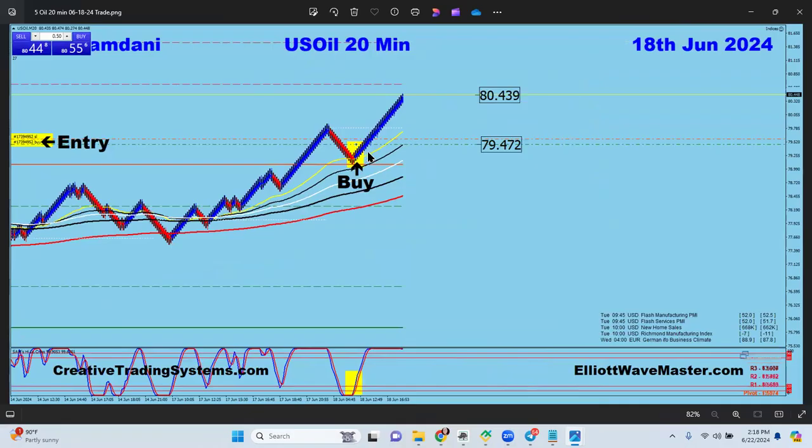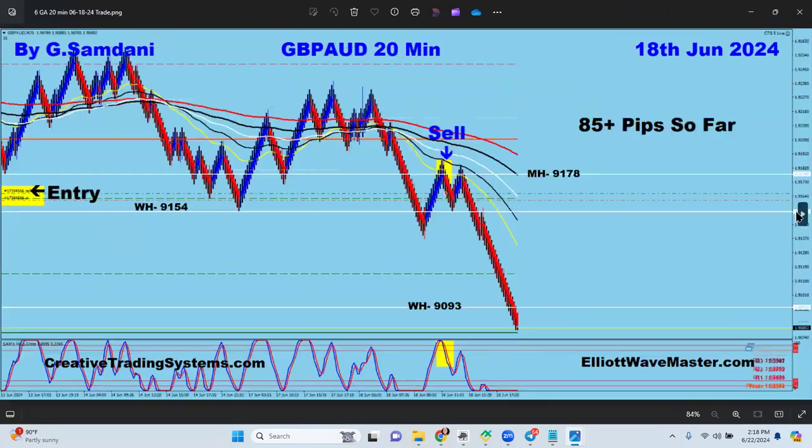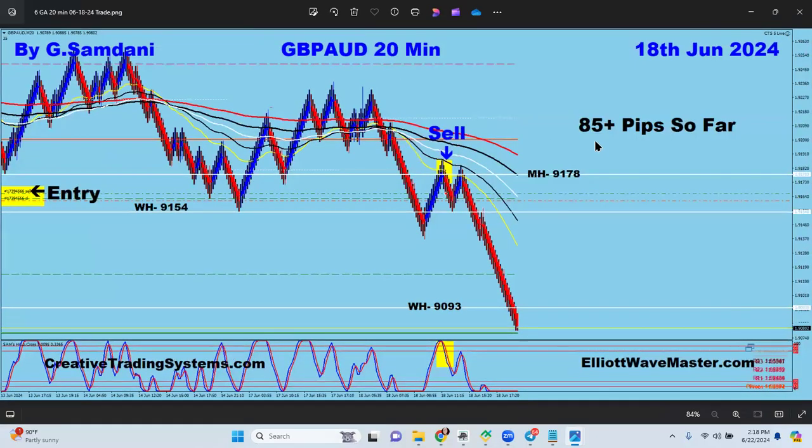US oil had not much, but something, from 79.47 to 80.43 on the 18th. And pound Aussie, 85 pip, short trade here, short entry all the way down to the daily S3. These are sell orders right there.